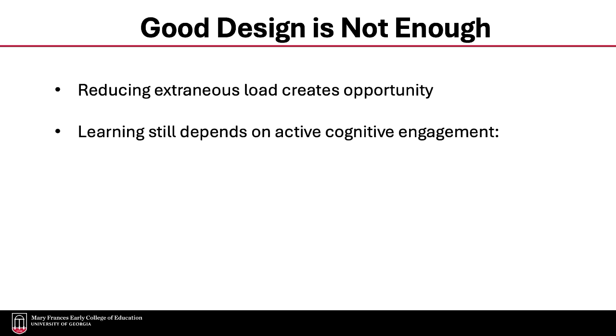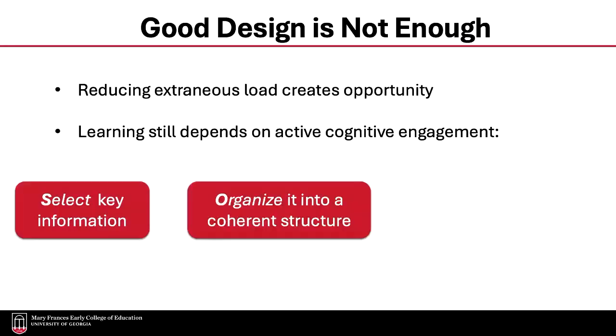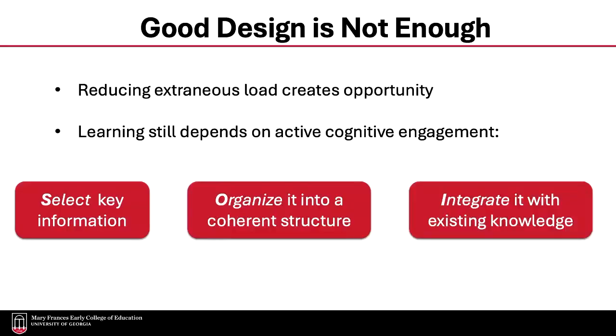What we're really trying to do is foster some of the key cognitive processes that underlie making sense of the information that's presented to students. So there are three key cognitive processes that we're trying to support. We want students to select the important information, so they have to figure out what's most important, organize that information into a coherent structure, a kind of mental model, and then integrate that information with their existing knowledge.